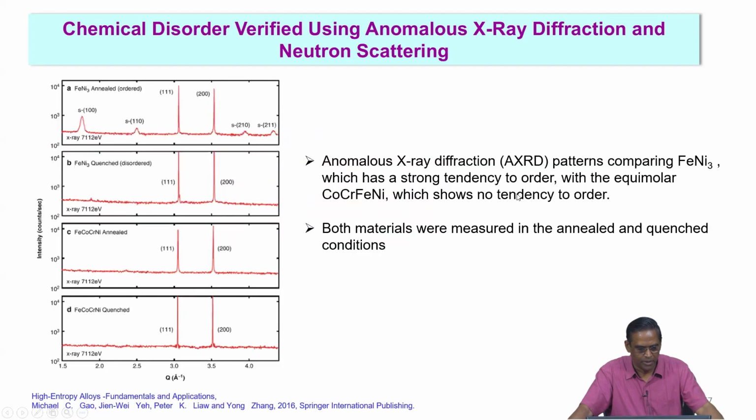And how does this compare with the result? So, anomalous X-ray diffraction patterns comparing iron nickel, which has a strong tendency to order, with the equimolar cobalt, chromium, iron, nickel, which shows no tendency to order. So, you can clearly see that this is a reference material, FeNi3 annealed, which shows an ordered phase here, and if you look at iron, cobalt, chromium, nickel here, you do not have any clear signal of ordering.